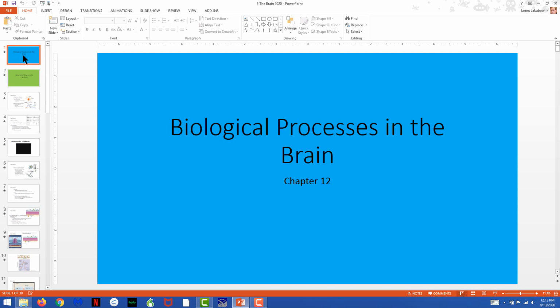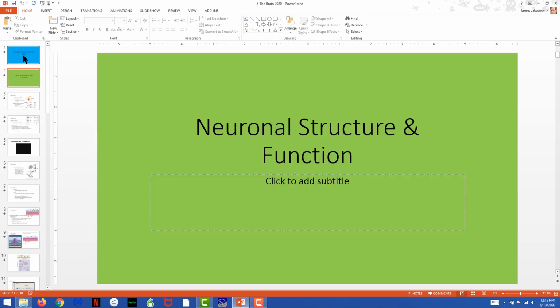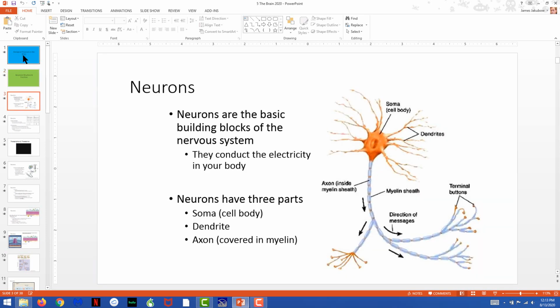To get started in this particular section, we're going to start off with neuronal structure and function. And this is, again, fairly straightforward material. I presume most of you remember most of this material. The degree of detail that you need to know for the MCAT is fairly introductory. So there's not a lot of underlying biochemistry or genetics in this material.